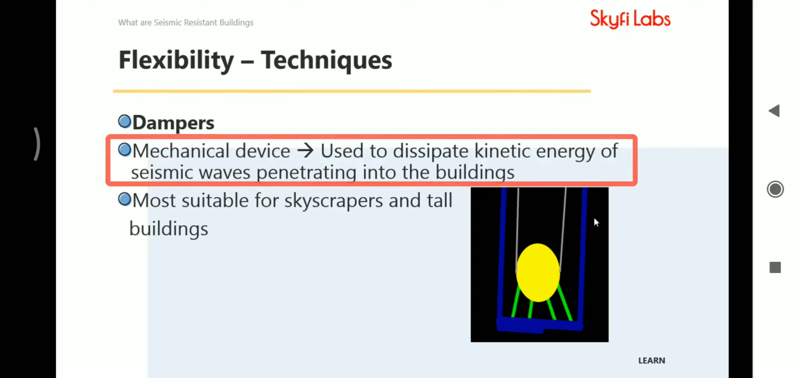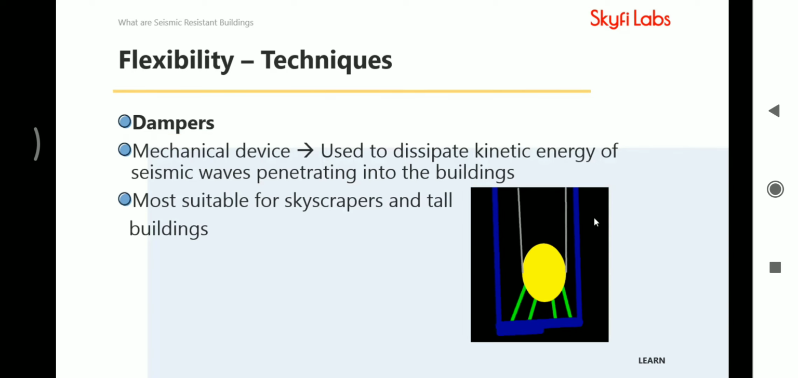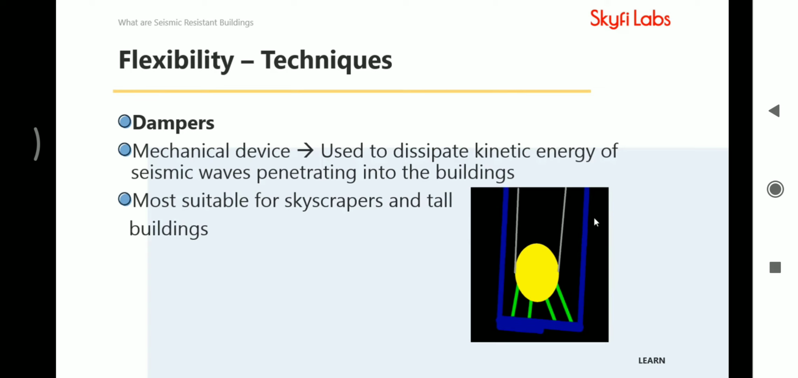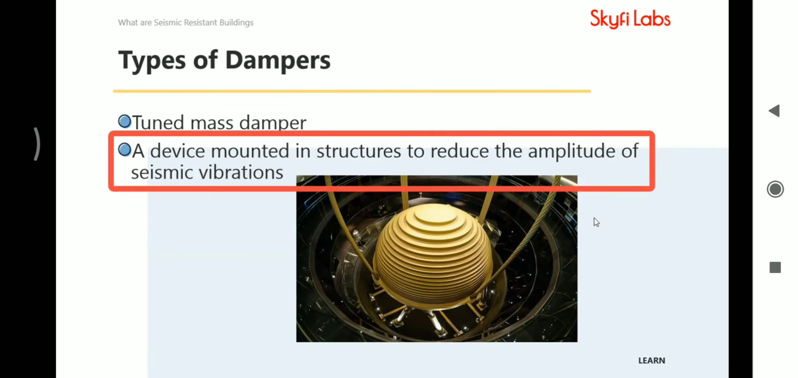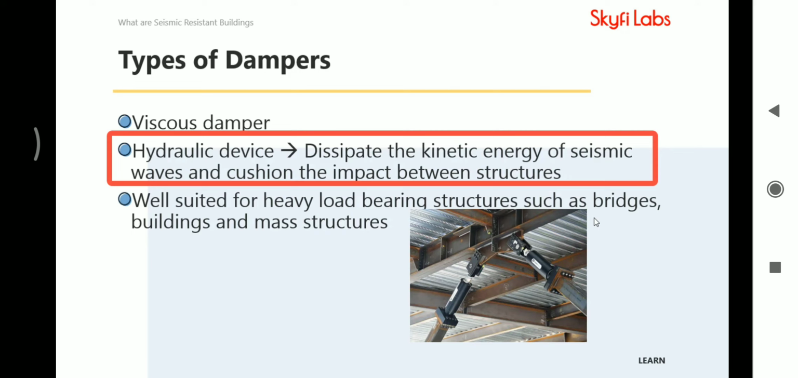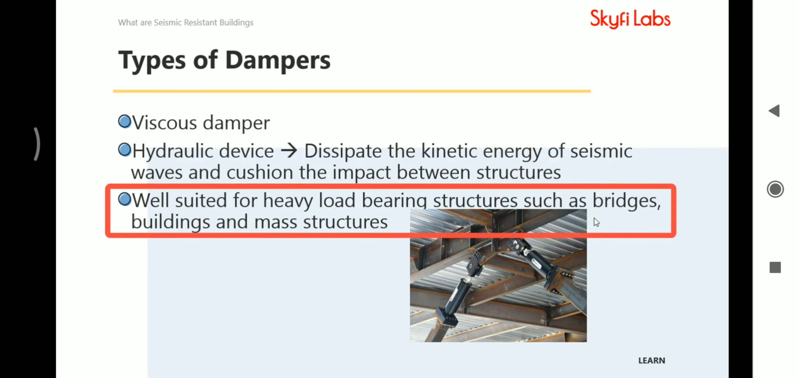penetrating into the buildings. The dampers reduce the energy available for shaking the building. This means that the building deforms less, so the chance of damage is reduced. Dampers are most suitable for skyscrapers and tall buildings. A tuned mass damper is a device mounted in buildings to reduce the amplitude of vibrations. A viscous damper is a hydraulic device used to dissipate the energy of seismic waves and cushion the impact between the structures. These are well suited for heavy load-bearing structures such as bridges, buildings, and mass structures.